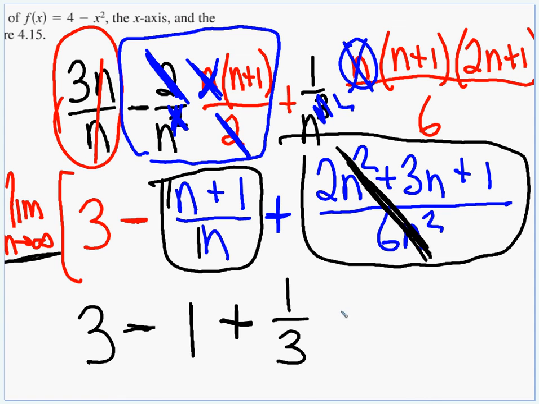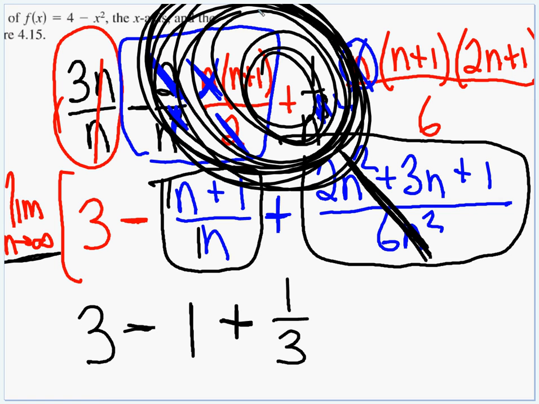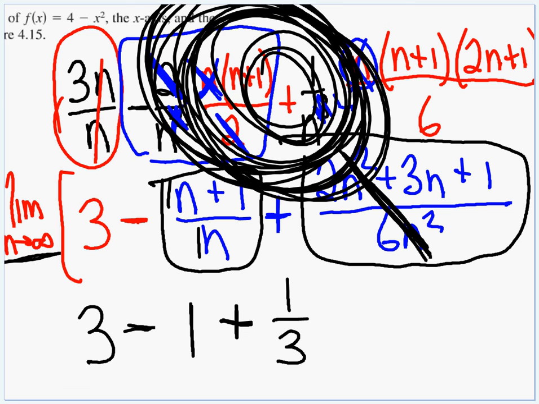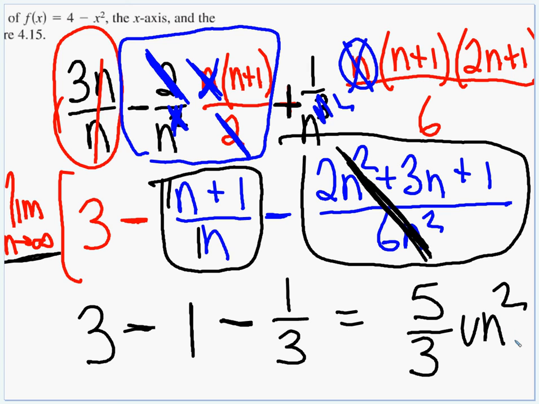And I just caught a mistake of mine. When we were distributing the negative across the three terms, this plus right here, that should be a minus. Again, I'd hate to have to stop this video, go back and re-record it because I forgot that minus. I've erased enough stuff. I've lost where I did that. But this plus should be a minus. So that's going to make this plus into a minus, and that makes this into a minus. Okay, so now we've got 3 minus 1 minus 1/3. That's going to be 2 minus 1/3. That is 1 2/3 or 5/3 units squared.